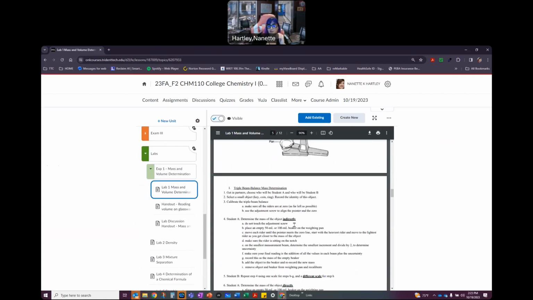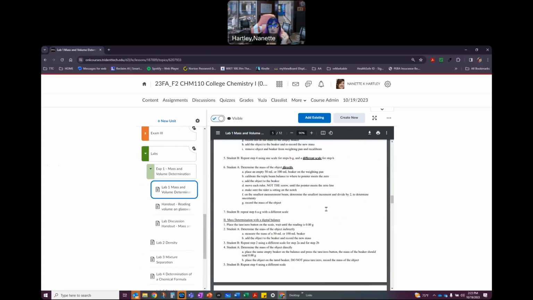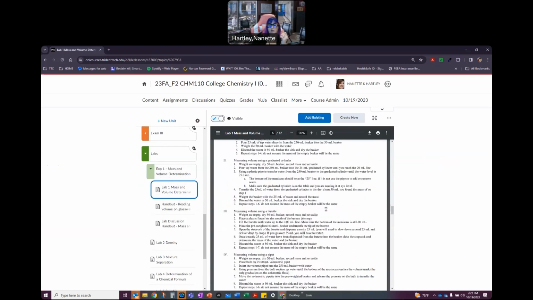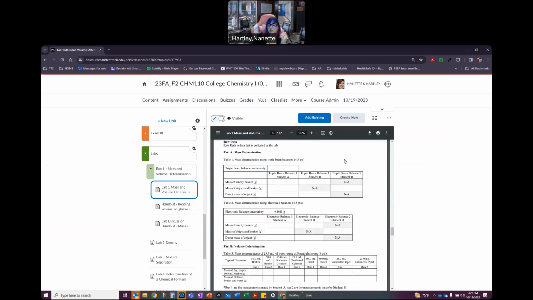determine the mass of the object indirectly, things that you need to do, not do. So there. And then there will be a page that has tables. So these are the tables that need to be in your lab notebook to collect this data. I expect these tables to be filled out.